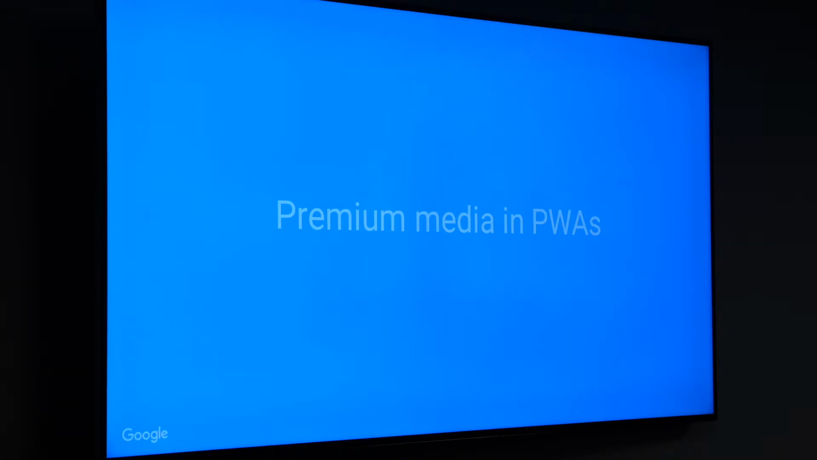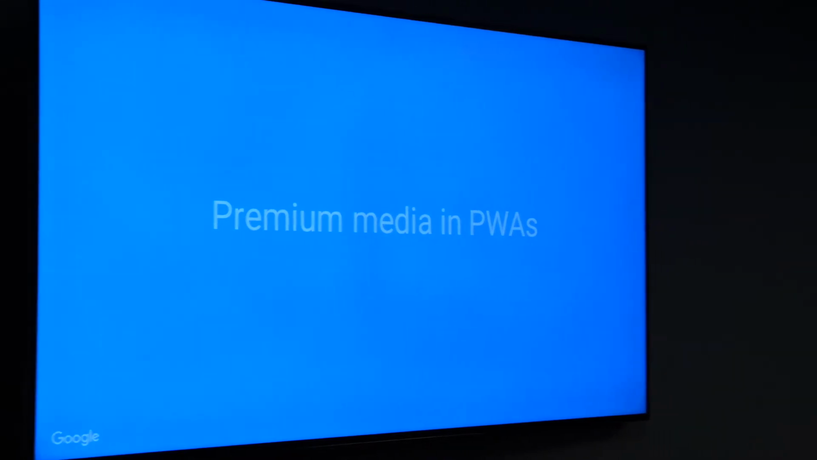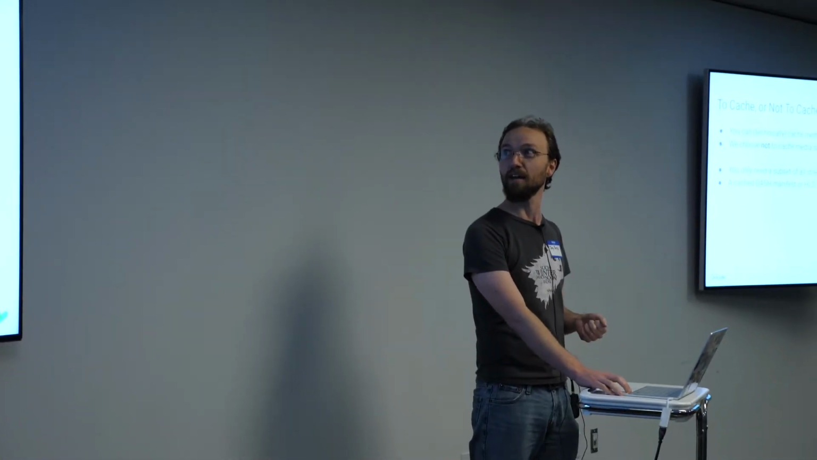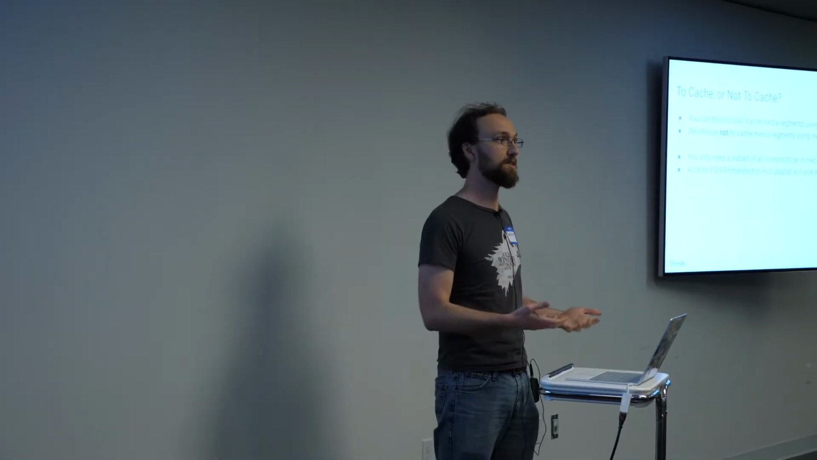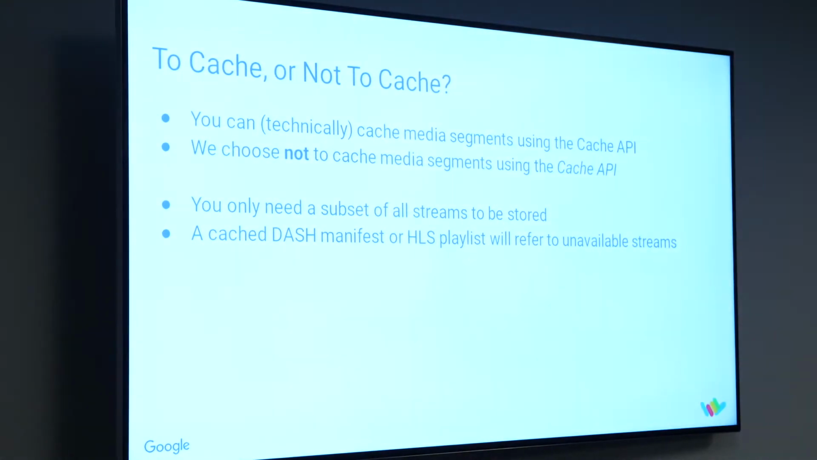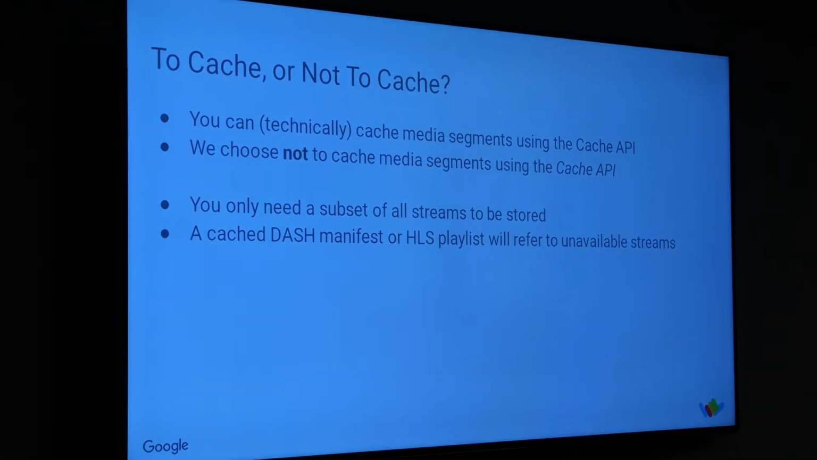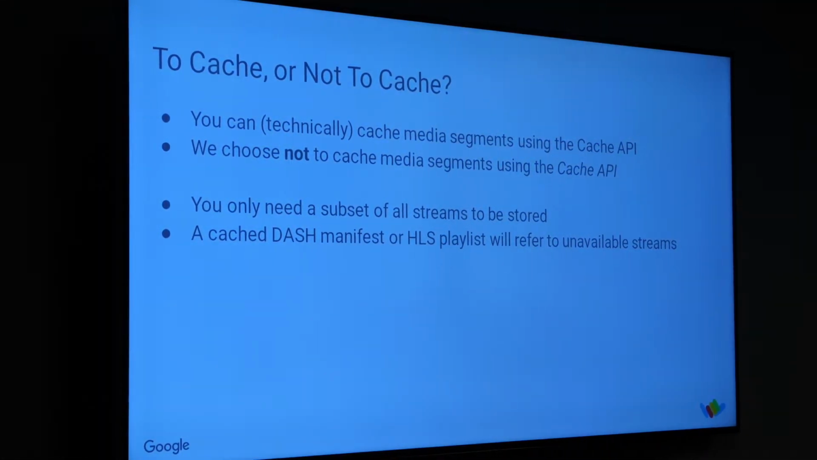Premium media in PWAs. One of the things about a PWA is your service worker gets to cache assets, gets to cache resources. So you're probably thinking, let's just do that with media. I strongly recommend not to do that. You can technically cache your media segments in the Cache API. Shaka Player chooses not to do that. Experience taught us that that was not going to be a viable way to do it. And in fact, there are some PWA samples out there that take this approach, and the workarounds they had to add to work around all the problems that came with that were significant.